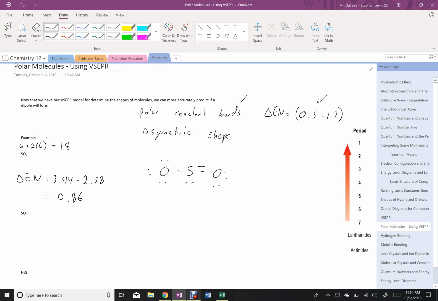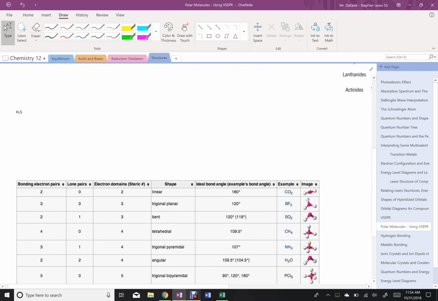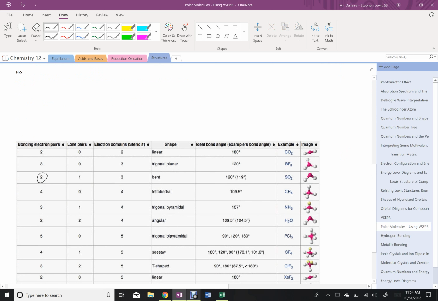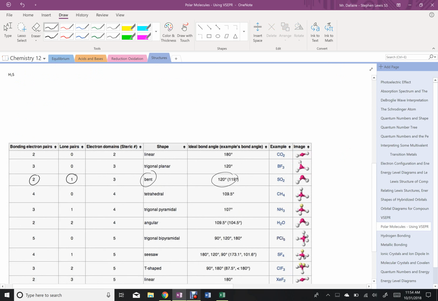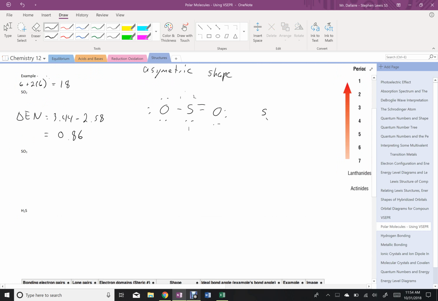Now, let's see what shape that's going to take on. So I've got 2 bonding sites for electrons and 1 lone electron pair. So 2 bonding sites plus 1 lone electron pair means that this is forming a bent shape with a 120 degree bonding angle. Oh look, it's the example molecule for this. So what this looks like in real life is sulfur double bonded to an oxygen and another oxygen, with lone electron pairs on the atoms.